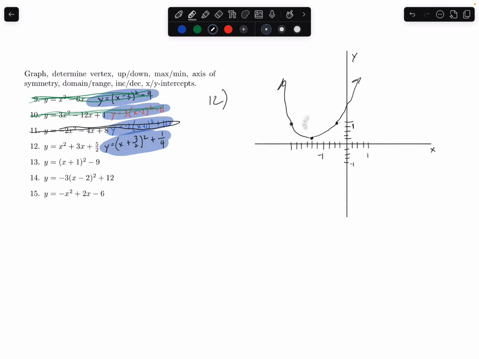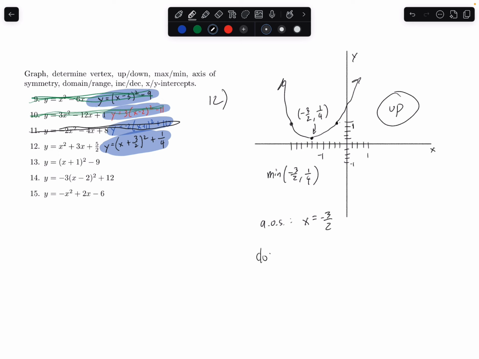Starting with the vertex. What is the vertex? Vertex was -3/2, 1/4. That's this position. Okay, what is it? Up or down? It's up. And is that a max or min? It's a min. Min at -3/2, 1/4. Again, just the vertex. Yeah, axis of symmetry. That's x equal to whatever the x value is, -3/2.